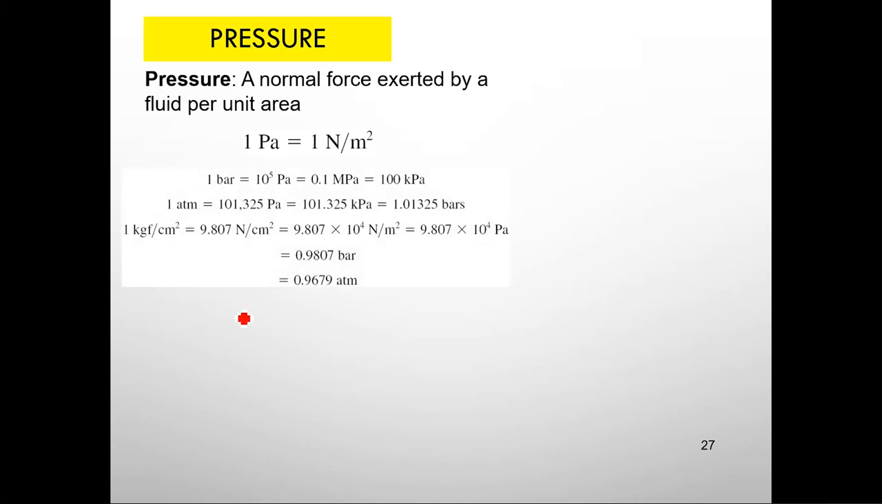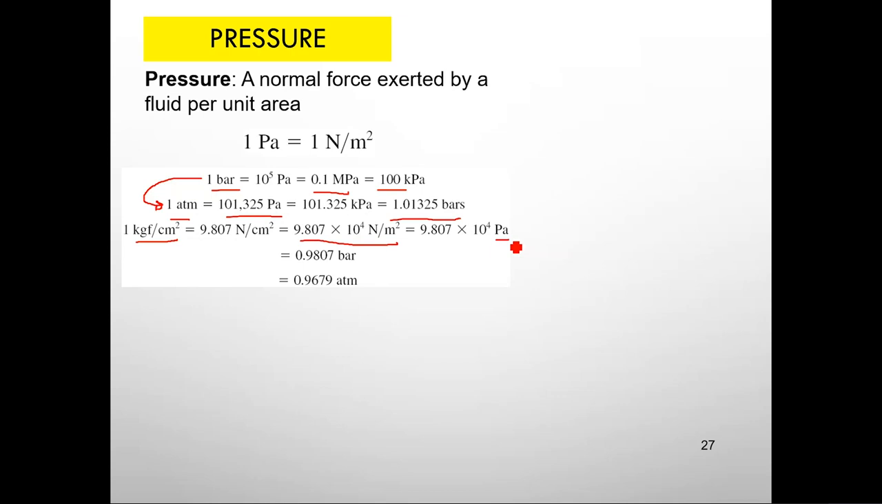These are a few of the conversions shown, which say that one bar, which is relatively very small, is equal to 0.1 megapascal or 100 kilopascal. One atmosphere is 101325 pascal or 1.01325 bars, which means bars and atmospheres are roughly the same. Kgf per centimeter square is probably not needed that much, but you should be familiar with Newton per meter square or pascals. You'll be frequently using these conversions.